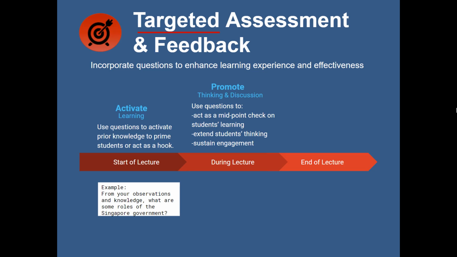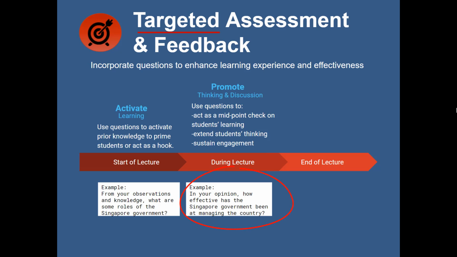During the lecture itself, it is useful to promote students' thinking and extend their understanding of the said topic. Using questions at the midway point also helps to sustain engagement, as this is the point where their attention may waver. So questions here should be designed to be more evaluative or analytical. For example, following up from the simple question of what are the roles of the Singapore government to its effectiveness in managing the country.